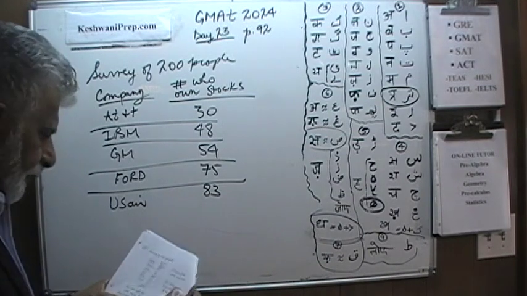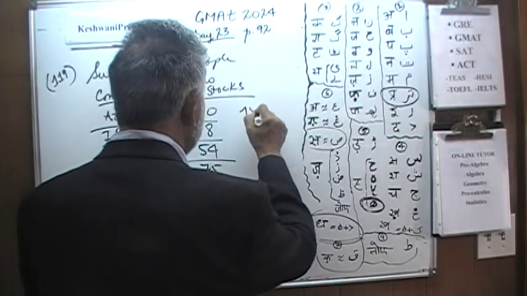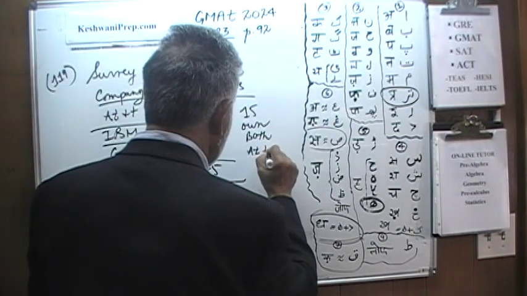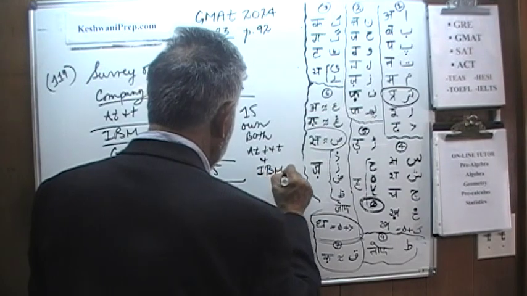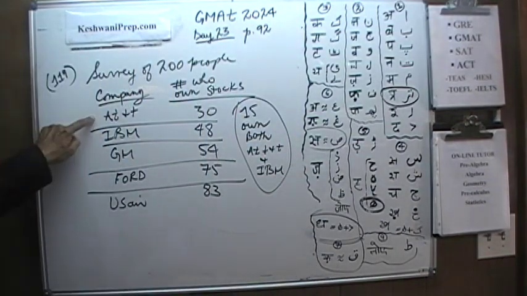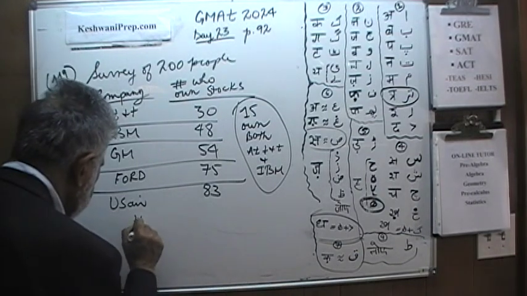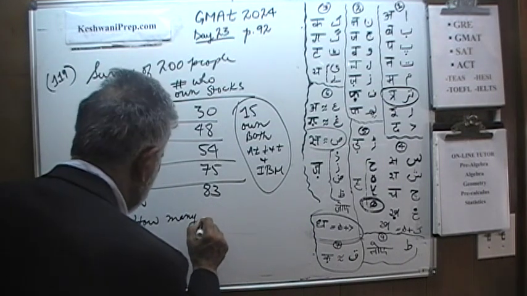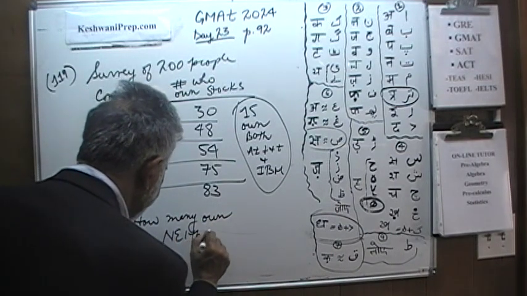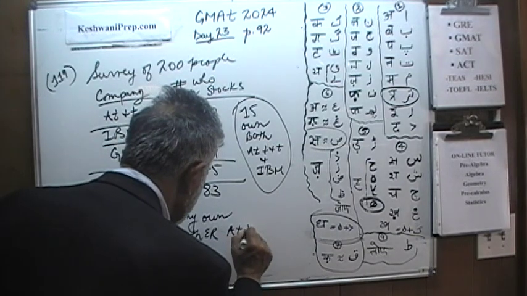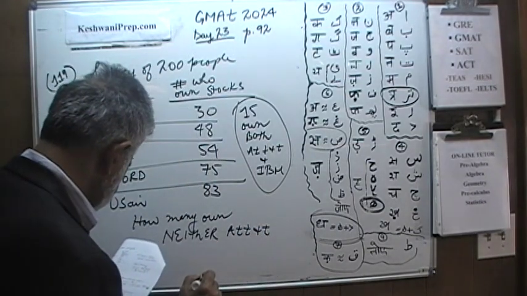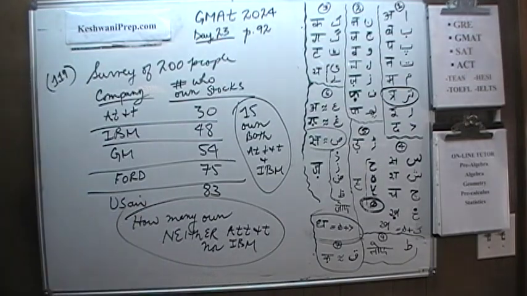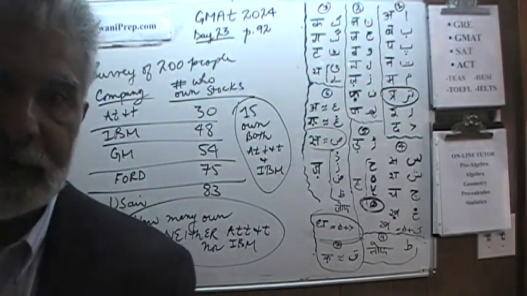Here's the question. We are also told, I left out something very important, we are also told that 15 own both AT&T and IBM. 15 people own stock in both AT&T and IBM. Here's the question. The question is, how many own neither AT&T nor IBM? How many people own stock neither in AT&T nor IBM?